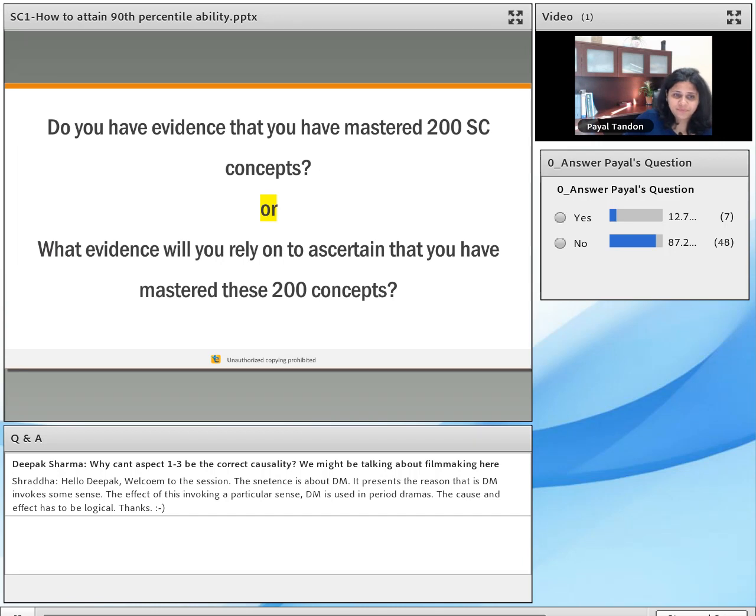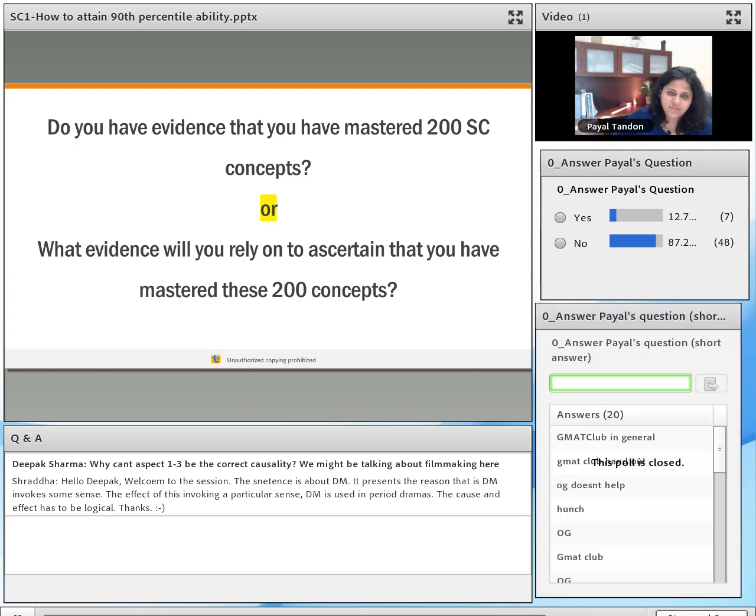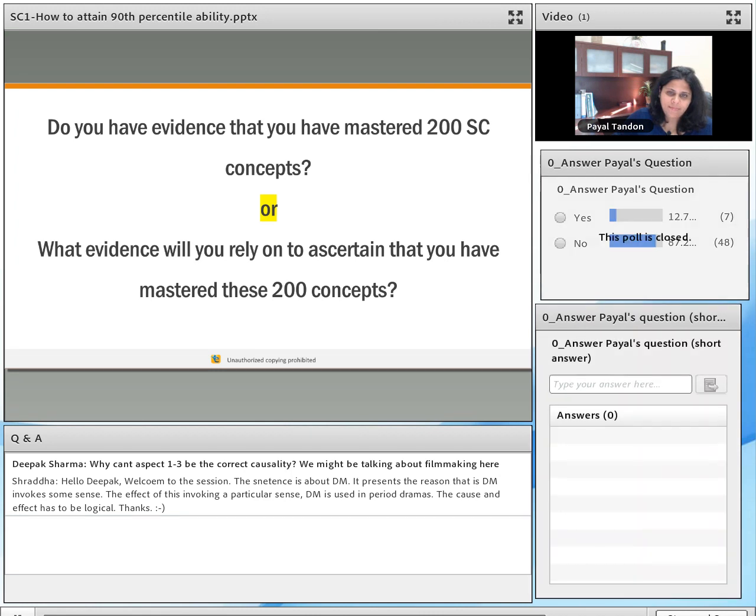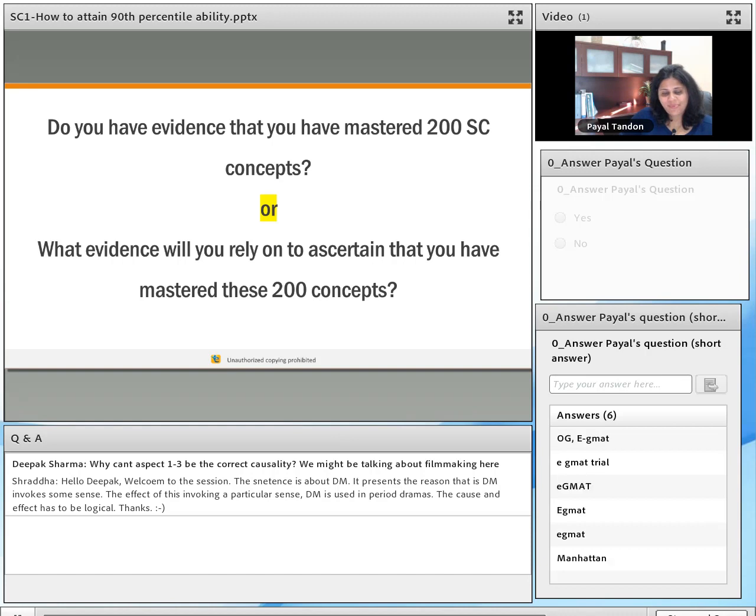Okay. Now, another thing that I want to ask you is, these are about 200 concepts, right? I want you to think about the current preparation method that you're using. In fact, let me ask you this question. What is the current preparation method that you're using? EGMAT, good. EGMAT trial, okay. OG, EGMAT, okay. Manhattan, self-study, GMAT Club, okay. Studying rules from Manhattan Prep.